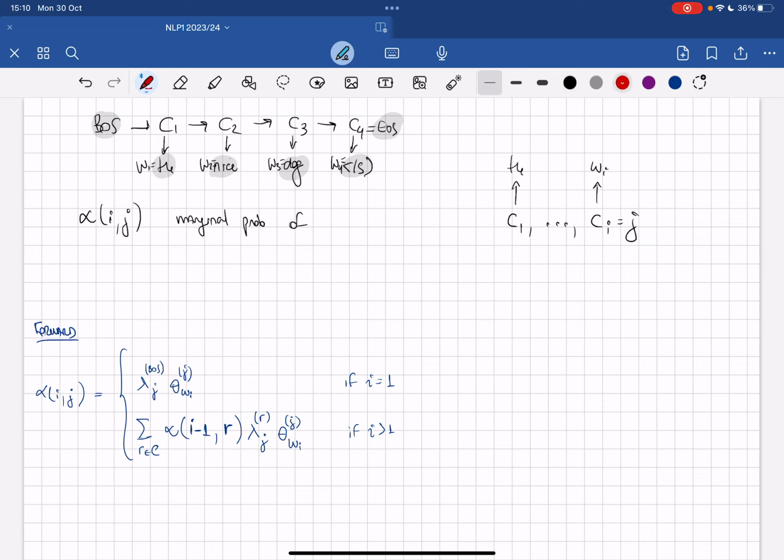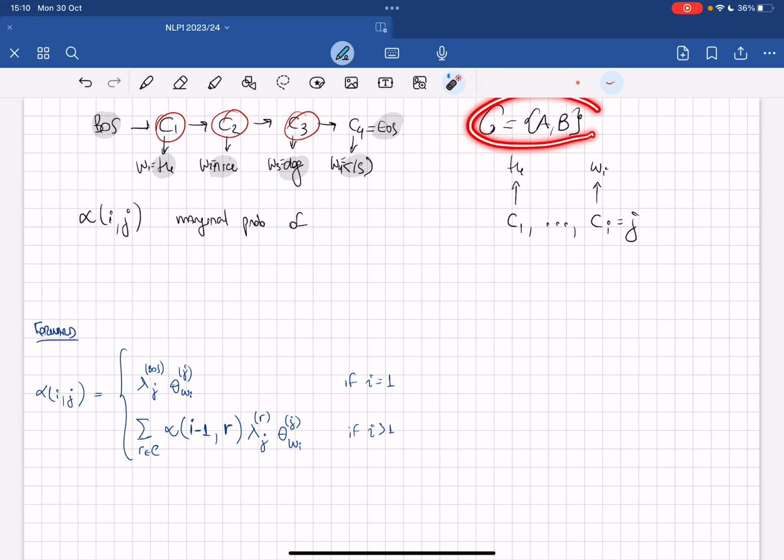And I'm going to circle in red what we don't know: C1, C2, and C3. For the sake of the example, I'm going to pretend that my tag set, calligraphic C, is A and B. In practice, you would have about a few tens of tags, and the EOS would be part of that tag set. The BOS would not, but the EOS would be. Otherwise, the generative story can never stop. But if I had too many, I wouldn't be able to fit them on my screen. So I have two generic tags, A and B.